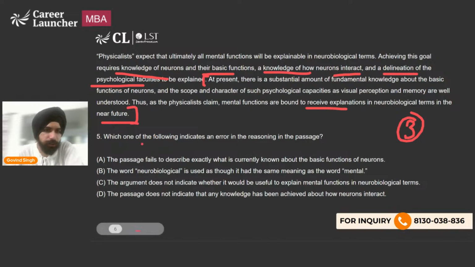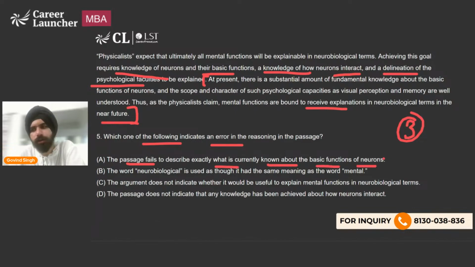This question is saying which one of the following indicates an error in the reasoning. A says the passage fails to describe exactly what is currently known about basic functions. That is not required. We do not need that information, that what is known about the basic functions. We just have a criteria that we need to know the basic function, and that is enough for us. So that is not an error in the reasoning.